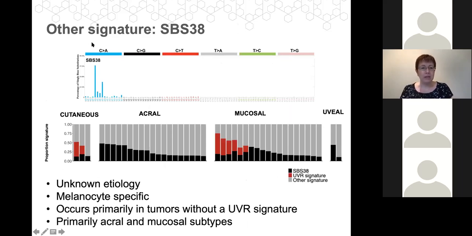The other mutational signatures that we identified, most of them were signatures which are quite common throughout many tumor types, but one signature I did want to mention was SBS38. This is an interesting signature in that it seems to be quite melanocyte specific. We don't really see it in any other tumor types. It has an unknown etiology, but it's quite interesting because it occurs primarily in tumors without a UVR signature. So this is shown here in the black, where the red is the UV signature, and it's primarily occurring in the acrals and mucosals.